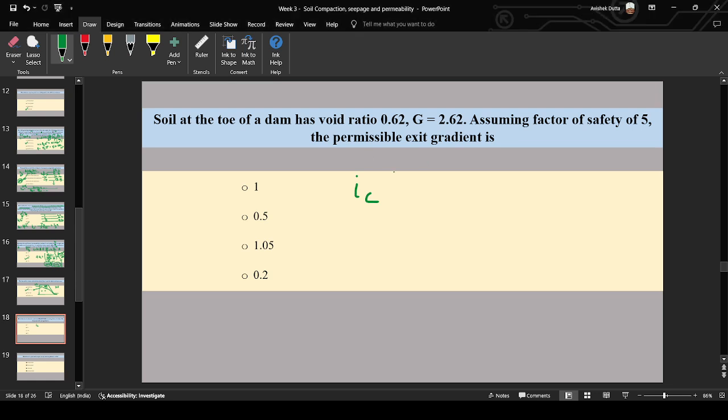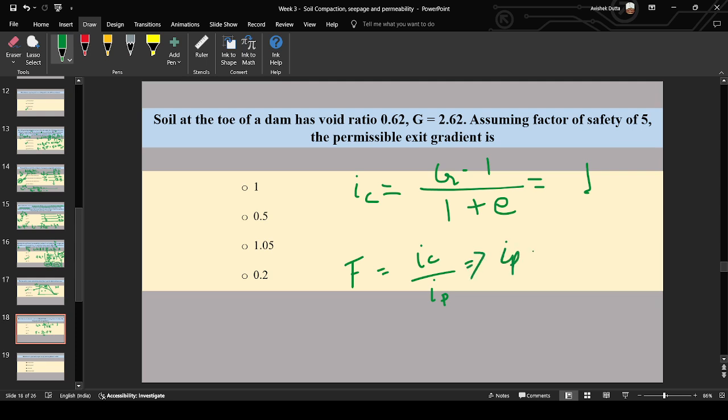So critical hydraulic gradient, that is IC, equals G minus 1 divided by 1 plus E. Put the value of G 2.62 and E 0.62, you get a value of 1. Now factor of safety is how much? Factor of safety is the critical hydraulic gradient divided by the permissible exit gradient. I can write it as IP. So IP will be equal to how much?